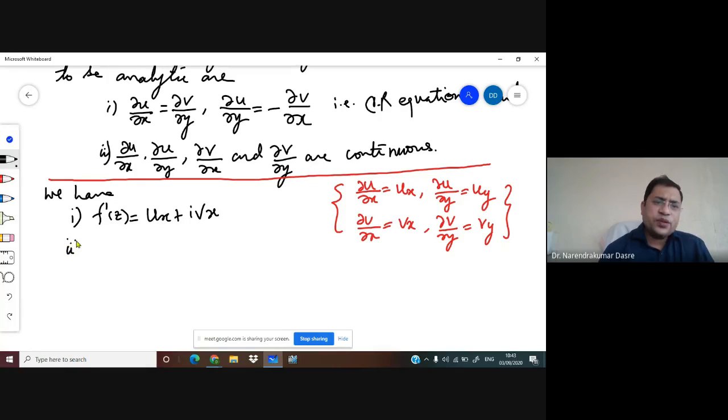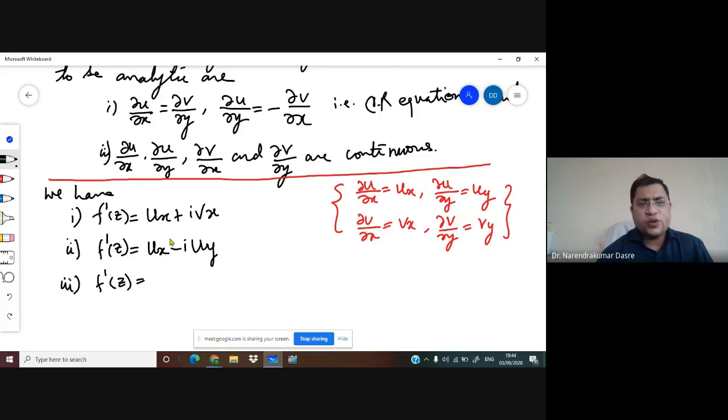Now, suppose only the real part is known, that means u is known. So I am able to calculate ux. But we know that ∂v/∂x is nothing but minus ∂u/∂y, so it will be minus i uy. So I am using CR equations. Next, suppose I know only v. Then ux is equal to vy, so I will have vy plus i vx.